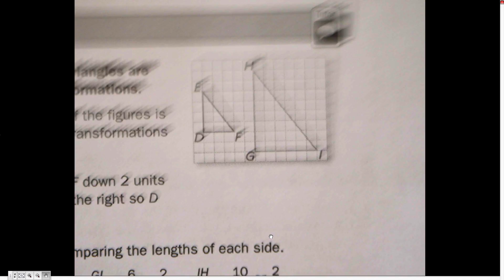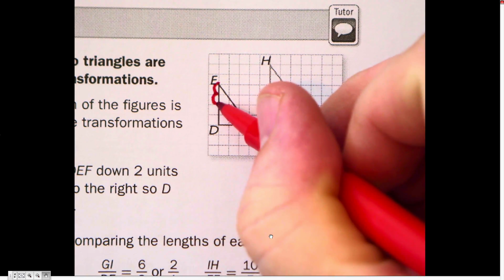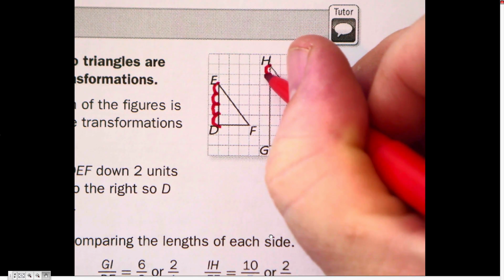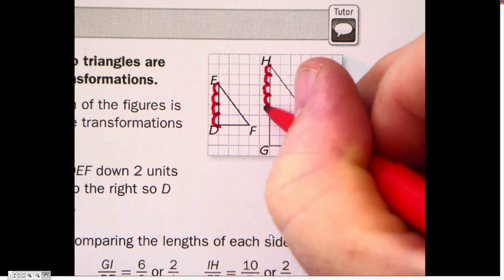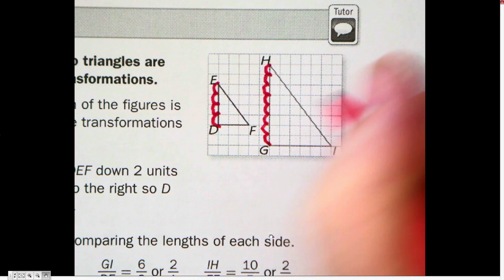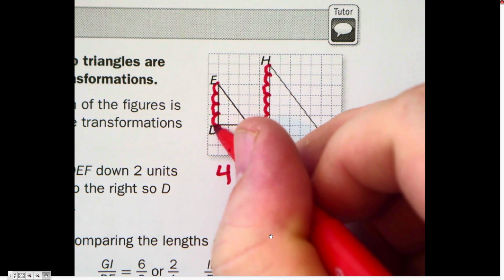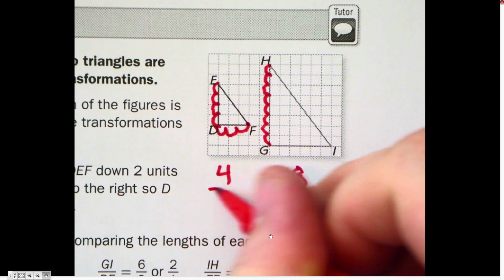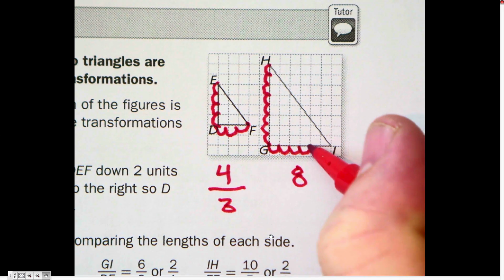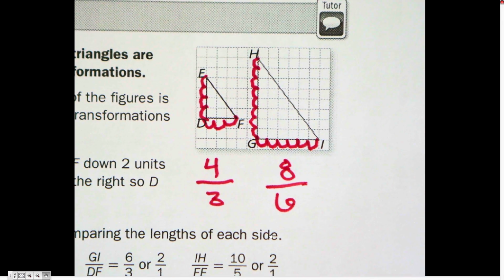If we have two triangles here, we look at the sides. This one is 1, 2, 3, 4, and this one is 1, 2, 3, 4, 5, 6, 7, 8. So we know that one side is 4 and the other one is 8. The bottom side is 3, and this one is 1, 2, 3, 4, 5, 6.